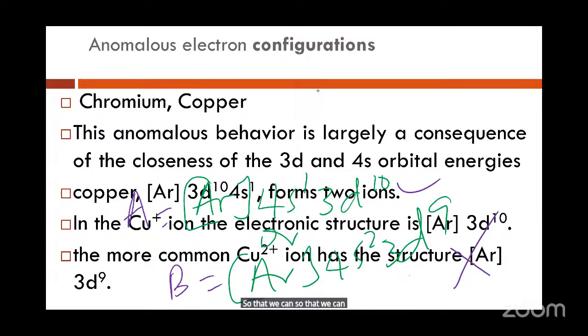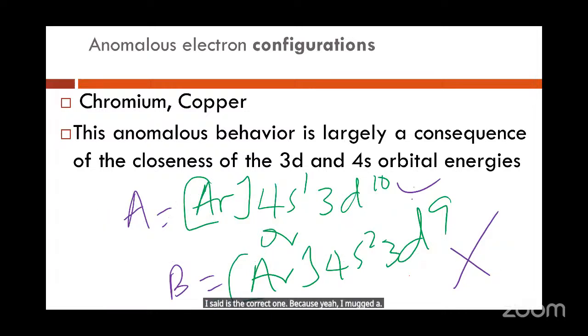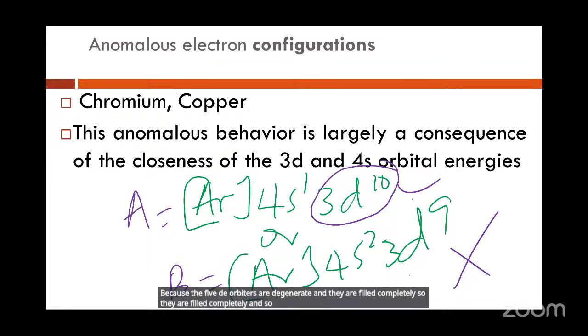I said A is the correct one. I did not say B is correct. In this one now, I said A is the correct one. You can see I marked A. I said B is not correct. A is the correct one because the 3d orbitals are degenerate and they are filled completely. So they are filled completely, and so it makes that electronic configuration stable.